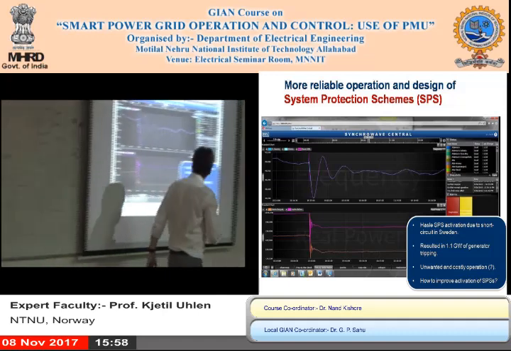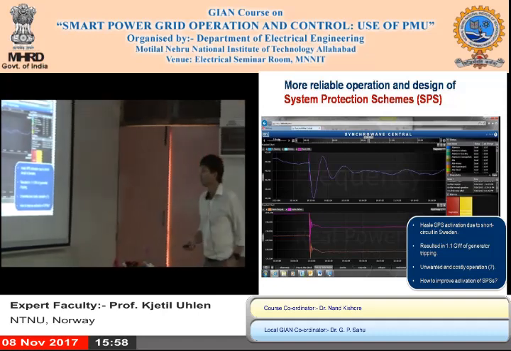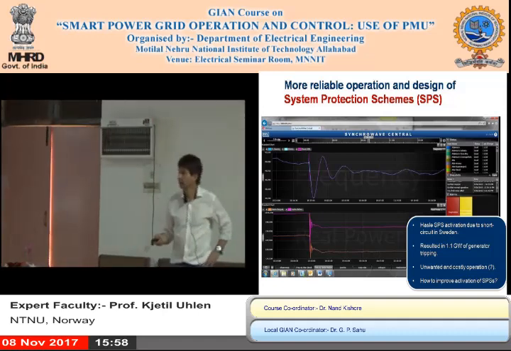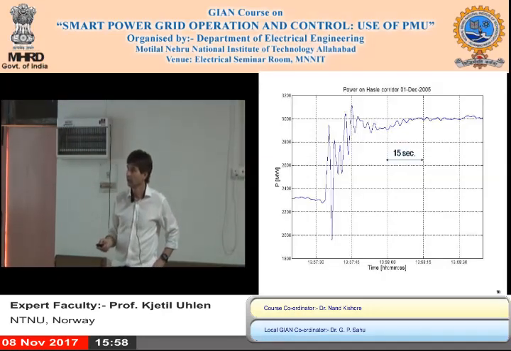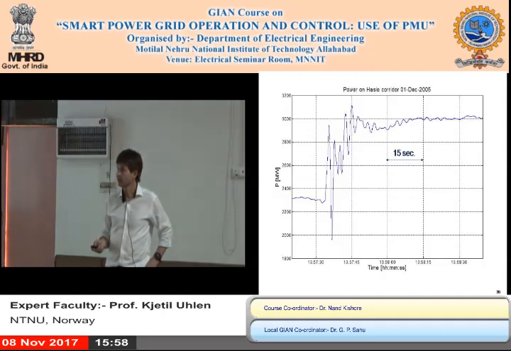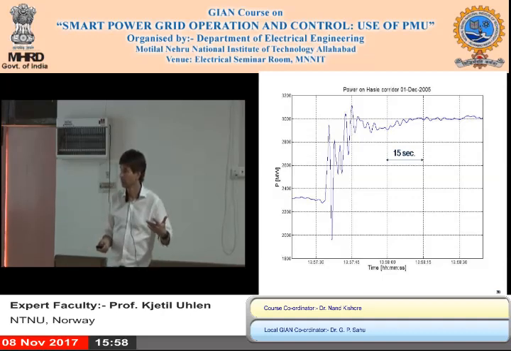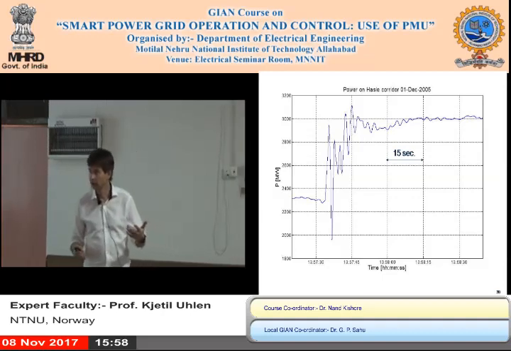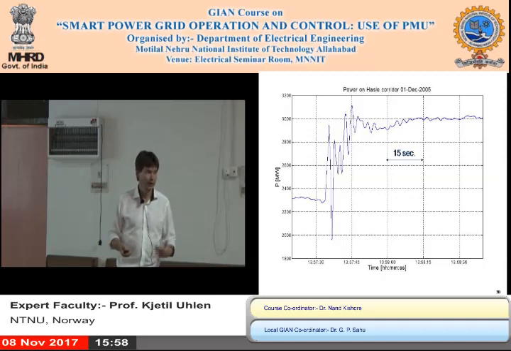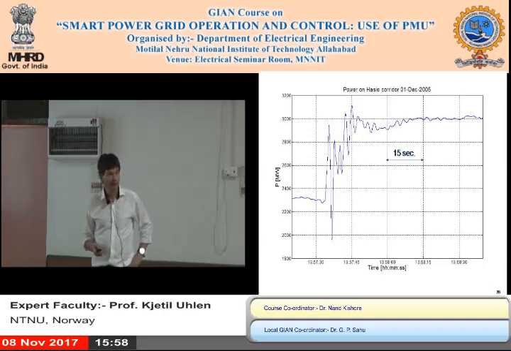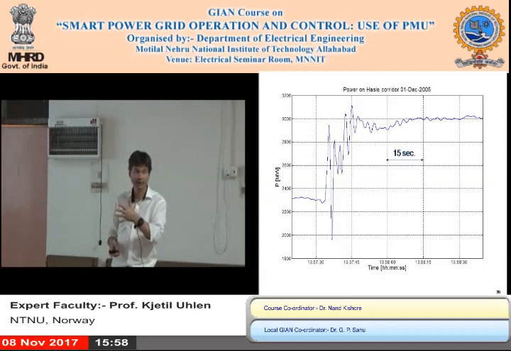But this is not 100% reliable. And you have two examples of that. Actually at 3,000 megawatt, the system protection should have tripped, which would have made a loss of another maybe up to 1,000 megawatt, and then you would have really been in trouble. So it was a luck that the system protection at that moment did not work.